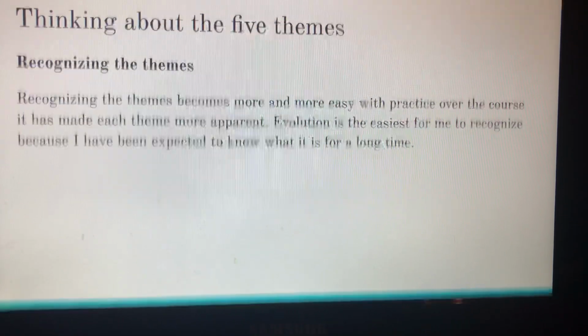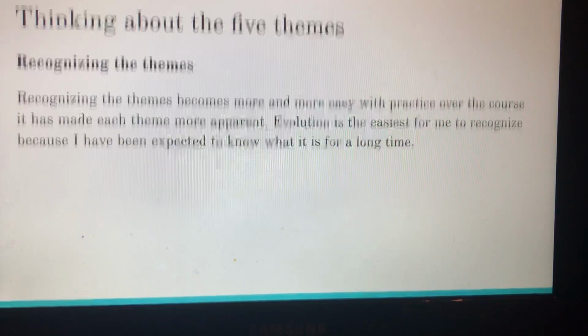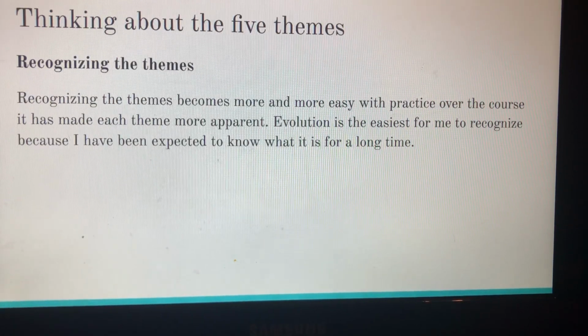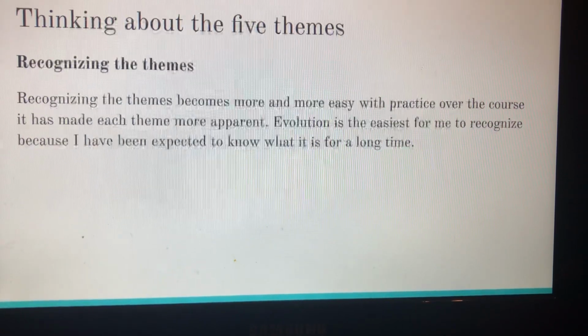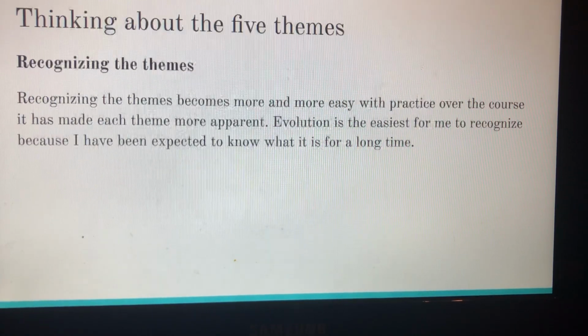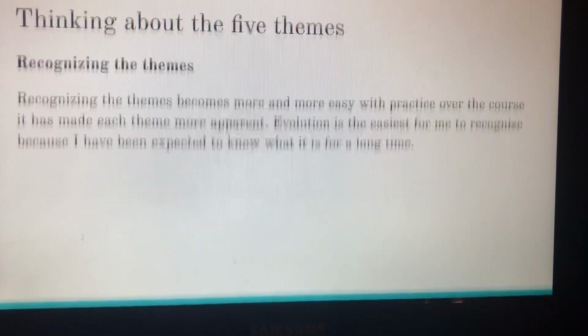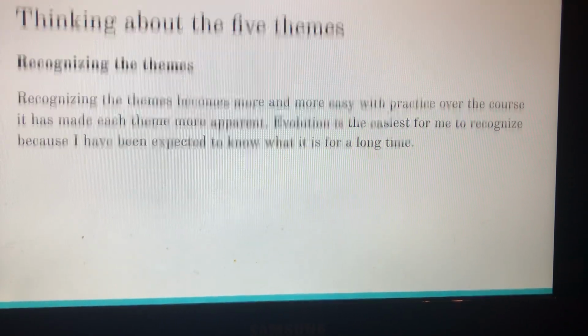Thinking about our 5 themes, the recognizing the themes section. Recognizing the themes becomes more and more easy with practice over the course. It has made each theme more apparent. Evolution is the easiest for me to recognize because I have been expected to know what it is for a long time. Starting at a young age, we have been learning about evolution since elementary school.